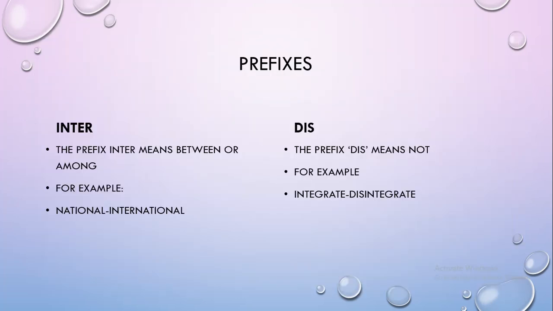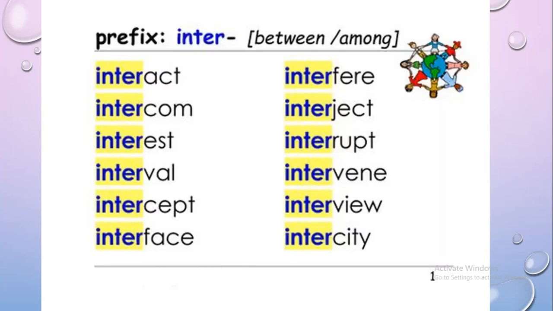Now, the two prefixes which we're going to work on today are inter and dis. The prefix inter means between or among. For example, if the word is national, and we use the prefix in front of it, it would be international. Dis means not. For example, integrate, disintegrate.